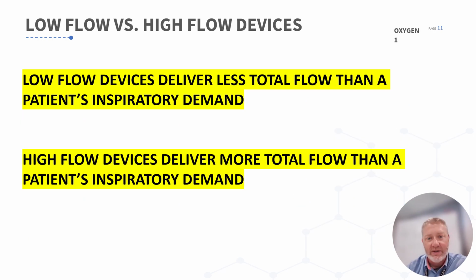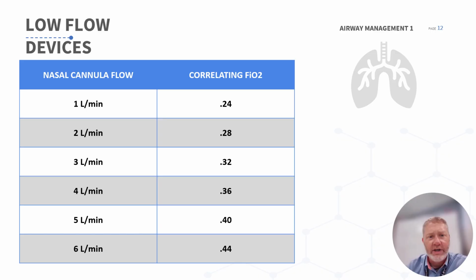Low flow devices deliver less total flow over a minute than a patient's inspiratory demand. High flow devices deliver either equal to or more total flow than a patient's inspiratory demand. Just a quick recap on nasal cannula flow for the low flow nasal cannula. So 1 liter per minute generally correlates to an FiO2 of 24 or 25% ish, all the way up to 6 liters, which correlates to roughly 44%.